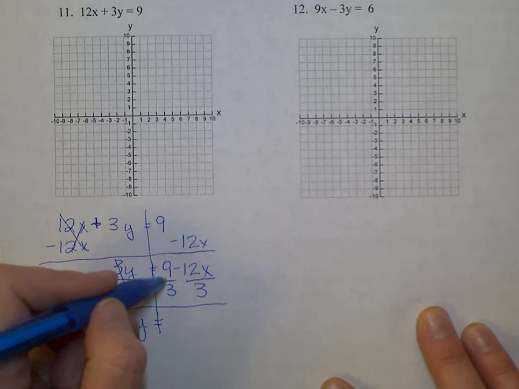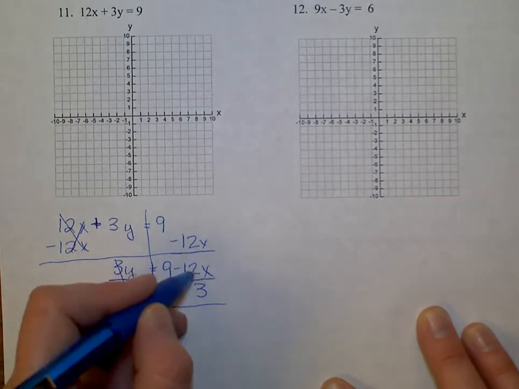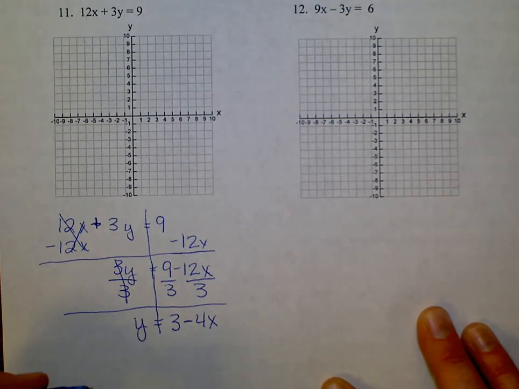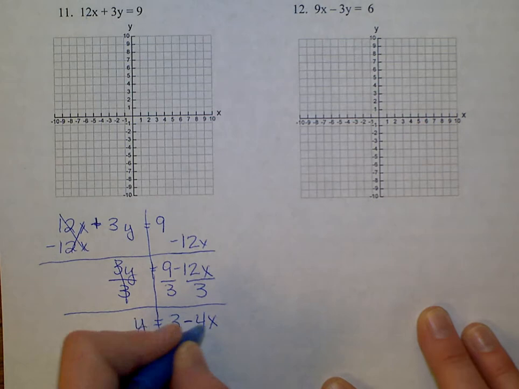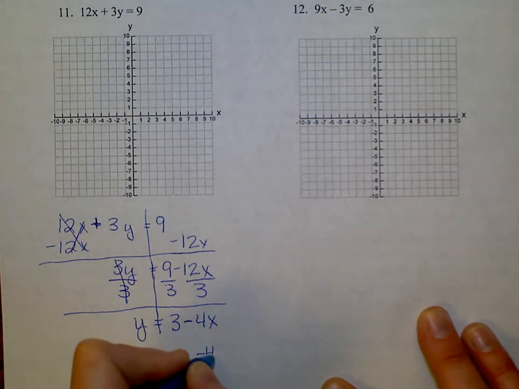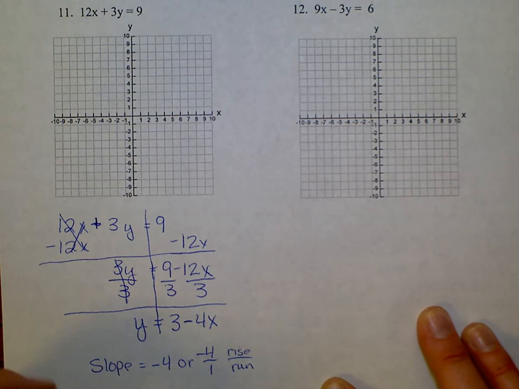Then I have 9 divided by 3, which is 3. Then I have a -12 divided by 3, which gives me -4x. Now I'm in y equals mx plus b, so my slope is whatever's multiplied to the x, which is this -4. Or you can think of it as -4 over 1, so you've got your rise over your run. And then the y-intercept is +3, so 0, 3.